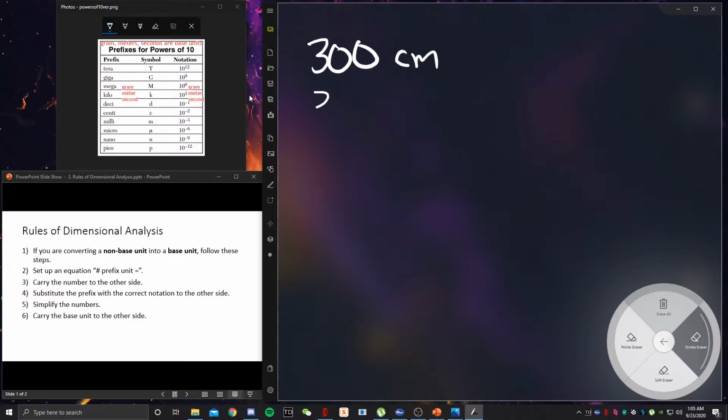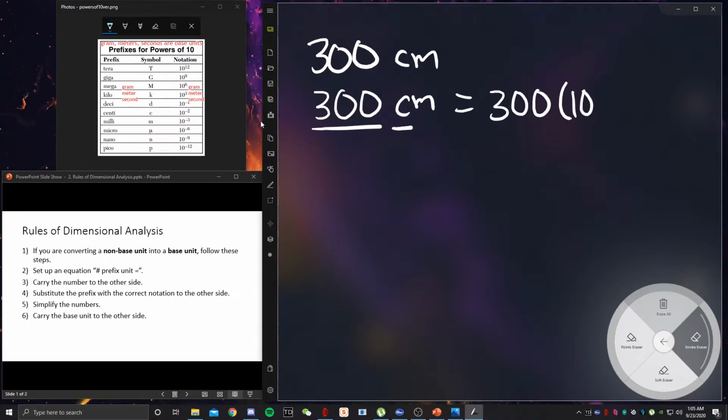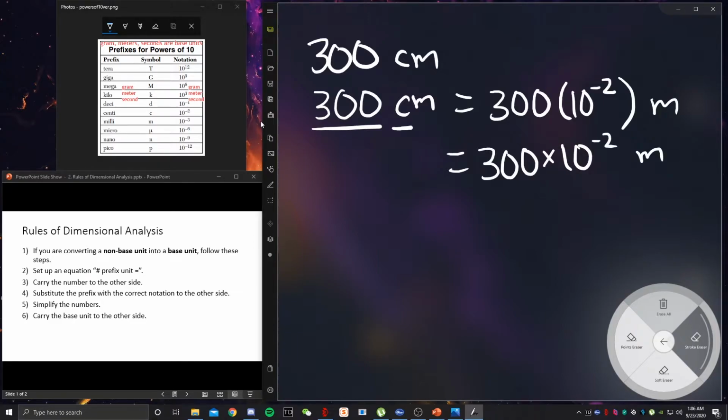So I'm going to write 300 cm. And we're going to carry our 300 over, right? So 300. Well, centi, according to your reference table, according to your powers of 10 chart, is 10 to the negative 2 meters. And so what we're going to do is simplify this now. 300 times 10 to the negative 2 meters.